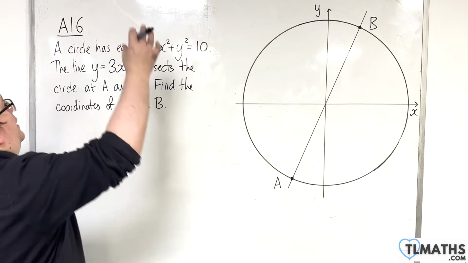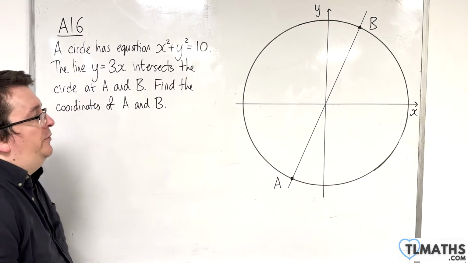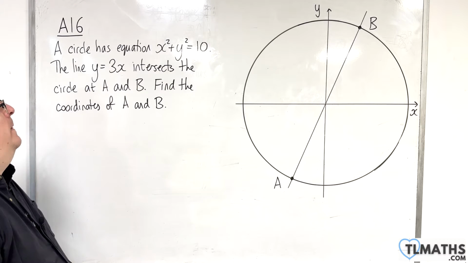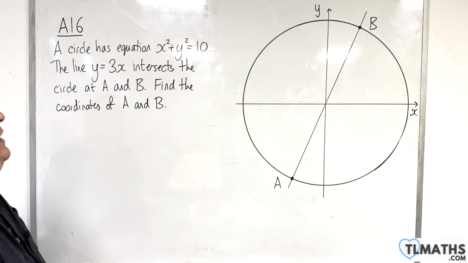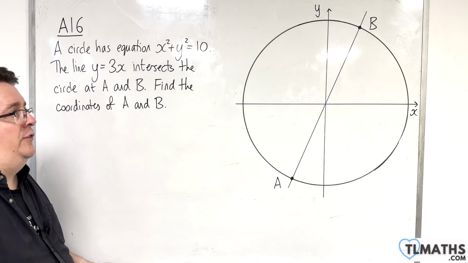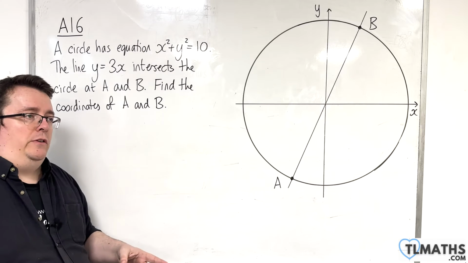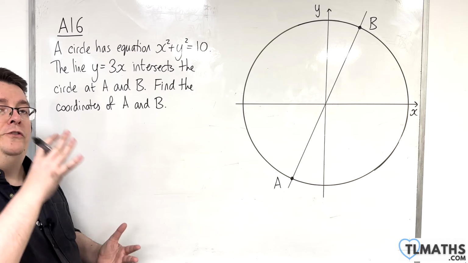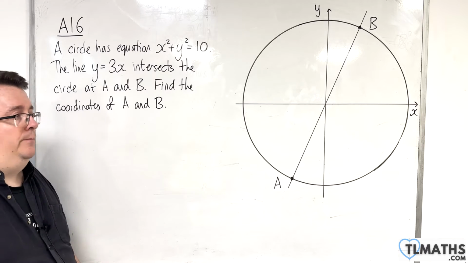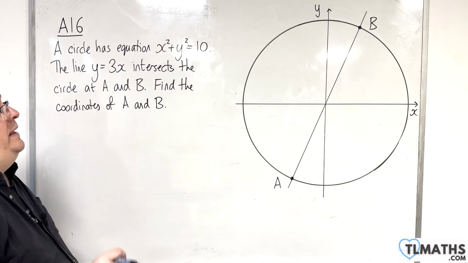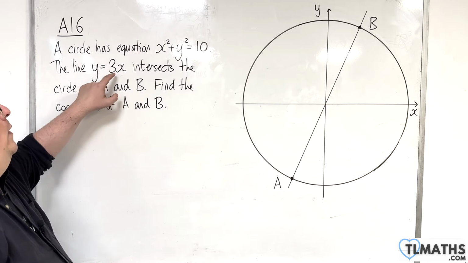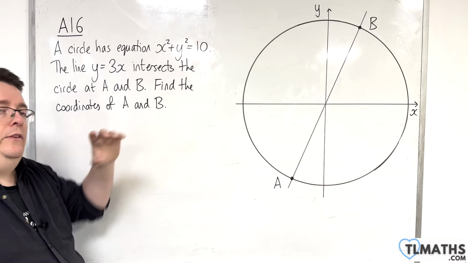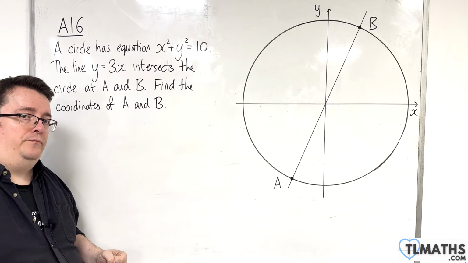Okay, so this equation of the circle, x squared plus y squared equals 10, is centred at the origin and has radius square root 10. In order to work out where the line intersects the circle, intersections between two graphs are always solved by simultaneous equations. So the way that you do this is you substitute the equation of the line into the equation of the circle and solve the resulting equation.